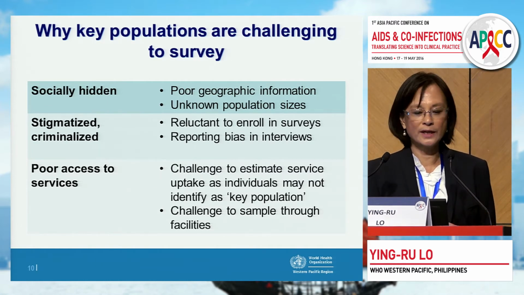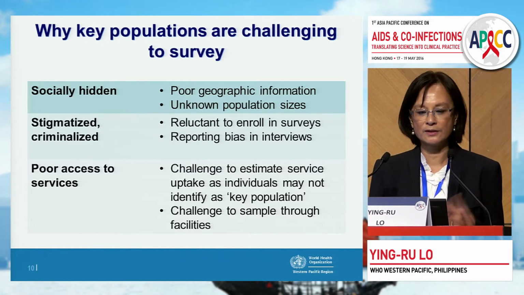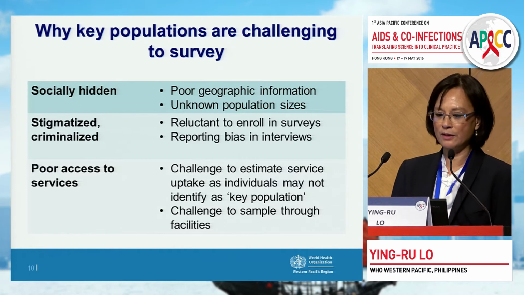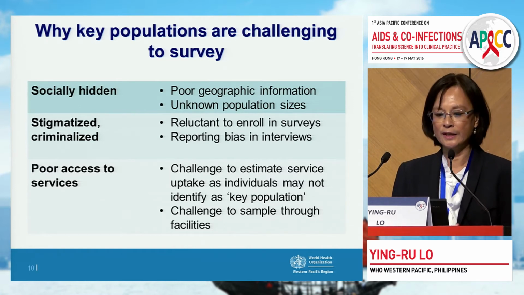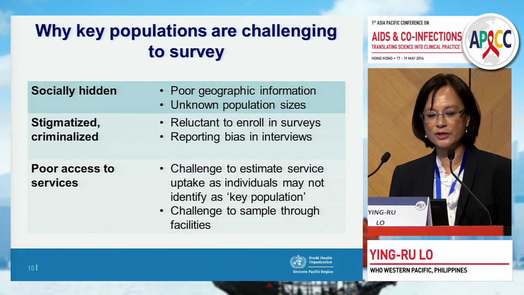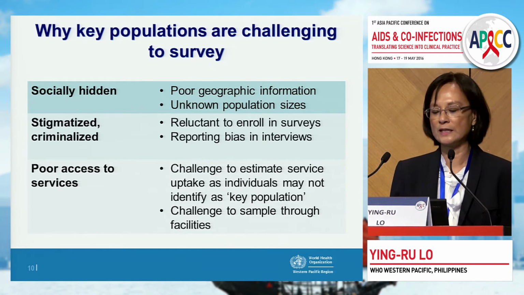There's also poor access to services, and so it's a challenge to estimate service uptake, as individuals may not identify as key population, and in consequence also it's very challenging to sample through facilities.